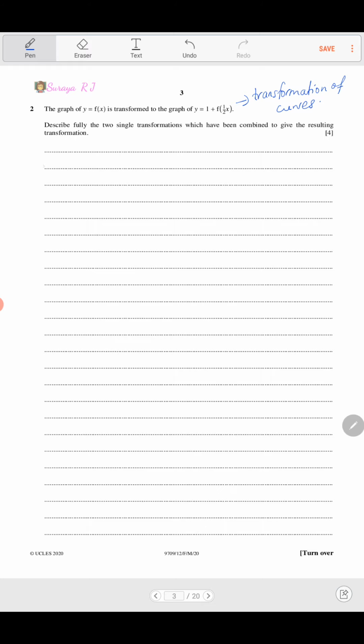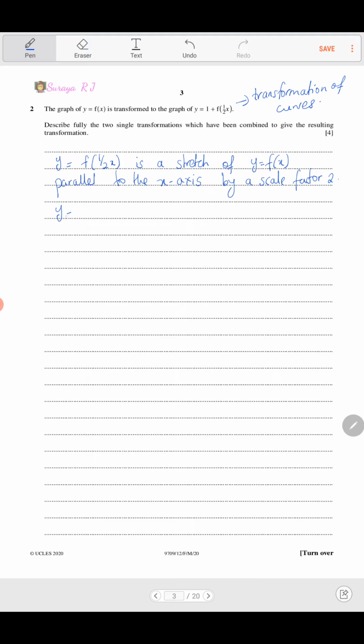Let's see the first one. We have f of half x. So y is equal to f of half x is a stretch of y is equal to f(x) parallel to the x-axis by a scale factor 2. So this is the first transformation. When we have half x, the scale factor is 2.